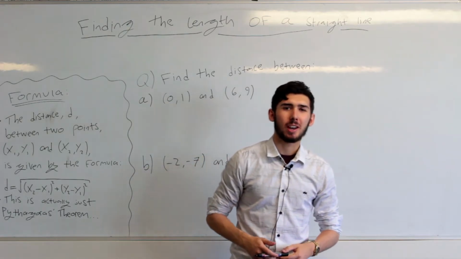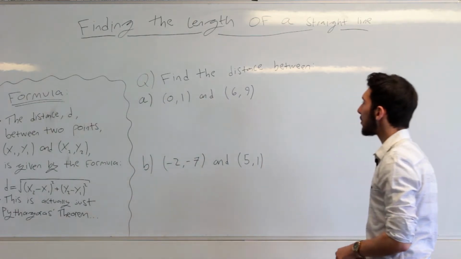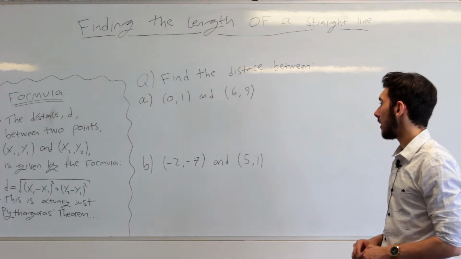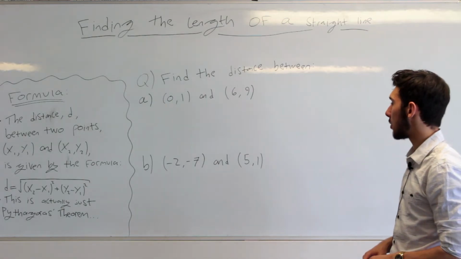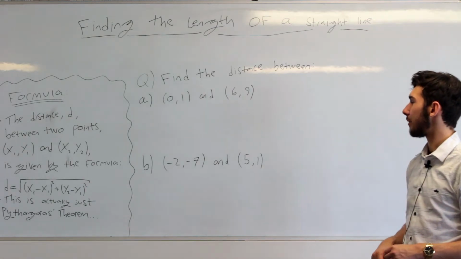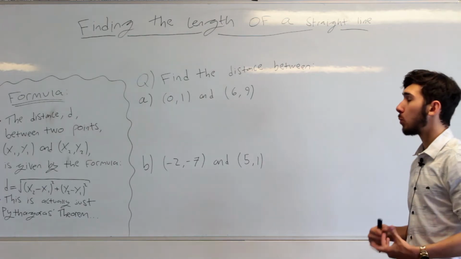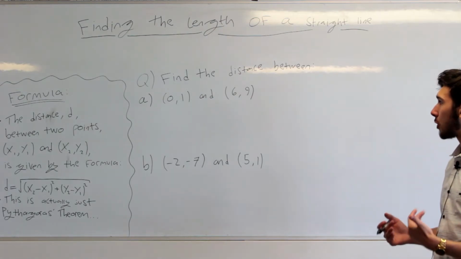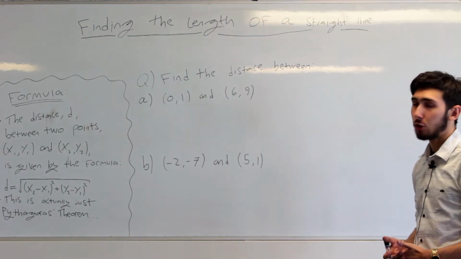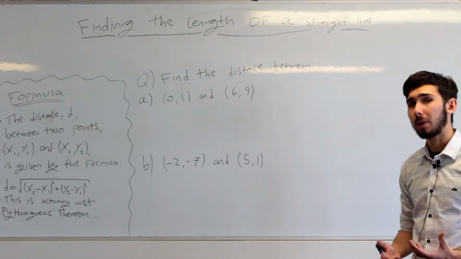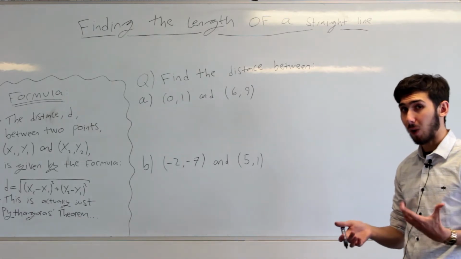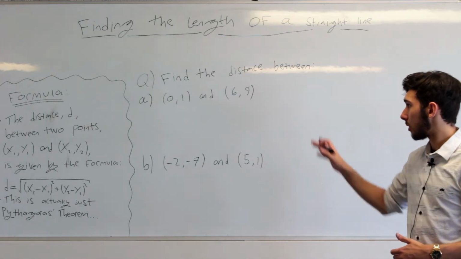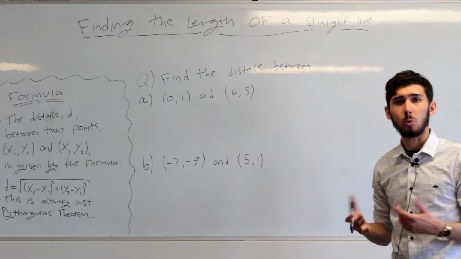Okay guys, now we're going to have a look at some questions. We want to find the distance between the points (0, 1) and (6, 9), and then also the distance between (-2, -7) and (5, 1). If you wanted to, you could draw a diagram. I think we should do it without the diagram and rely on the formula, because this shouldn't be too difficult a problem. If the problem is more complicated and they start asking you different things as well, then I would definitely recommend drawing a diagram. But for questions like this, you can just plug them into the formula. Don't worry too much about it.